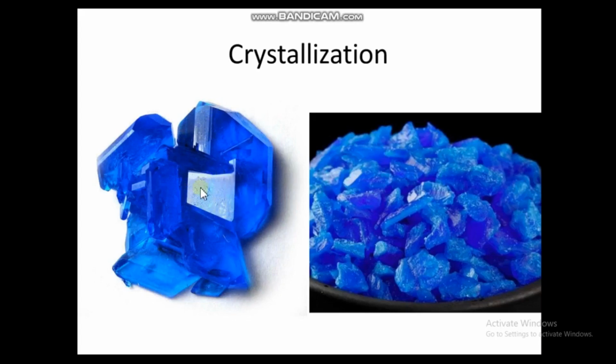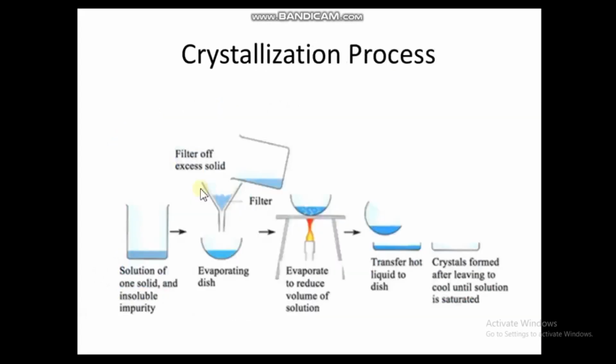If you have a solution, there are different methods to obtain the crystals. One is there in your book, and another I have explained here. Consider you have a solution of one solid substance, the copper sulphate solution, and along with that some insoluble impurity may be there, like dust particles and some other things. These are known as insoluble impurities.